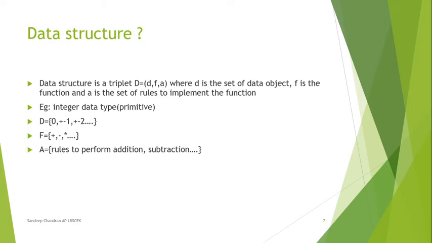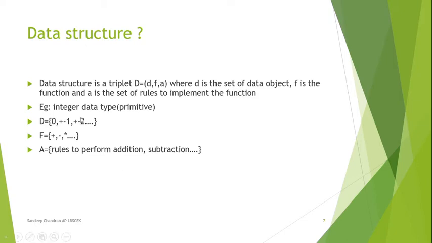Okay. Simply put, it's not a simple arrangement. By arranging the data, we also define three things: the domain of the data, the functions of the data, and the axioms, meaning the set of rules to implement those functions.